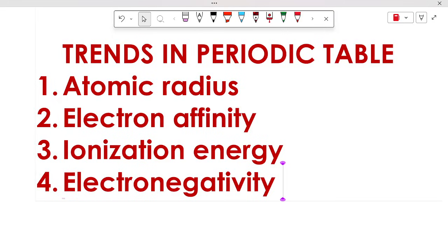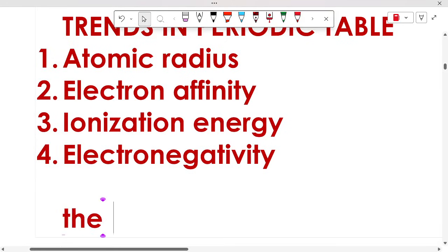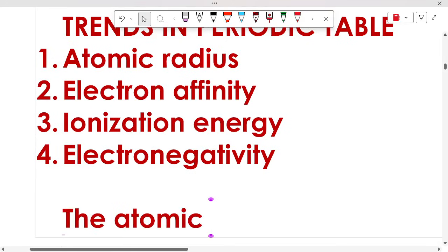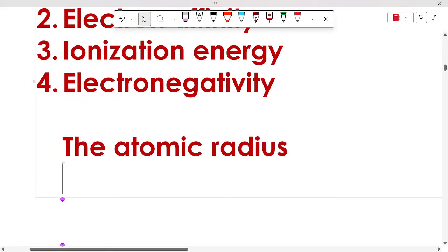I know you are able to draw all the structures of the atoms, the elements on the periodic table. You can draw any. So let's start with the atomic radius. Normally, the atomic radius is the distance from the center of a nucleus to the outermost shell of an atom.